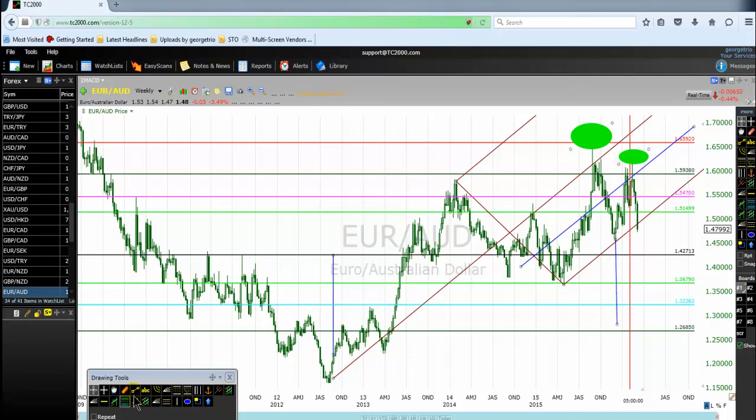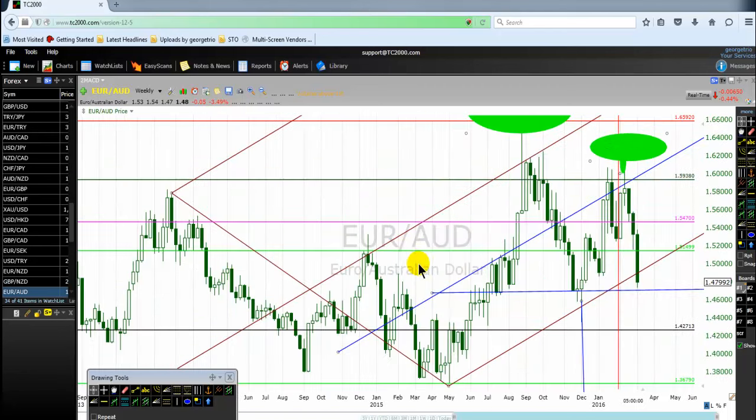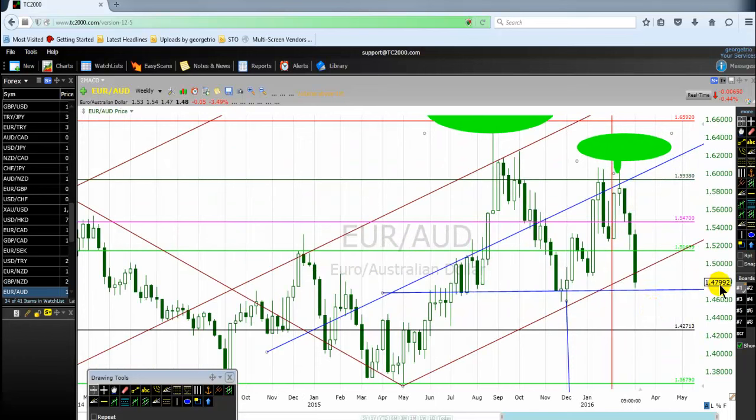Where is the neckline of the double top? Is it this level here, near the level of 14799? 14799, that's the neckline. That's where the price is sitting now, so to speak. Am I talking to myself? You see here, 14799, the price is now in that zone, which is the neckline of the double top.